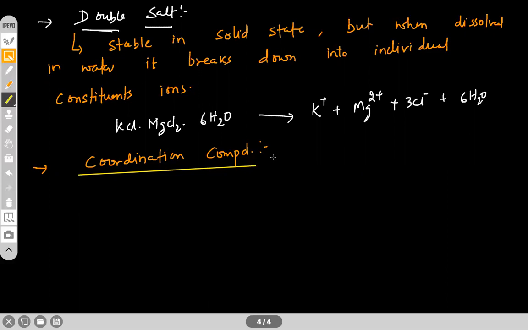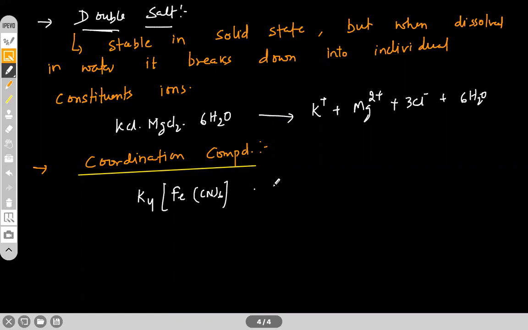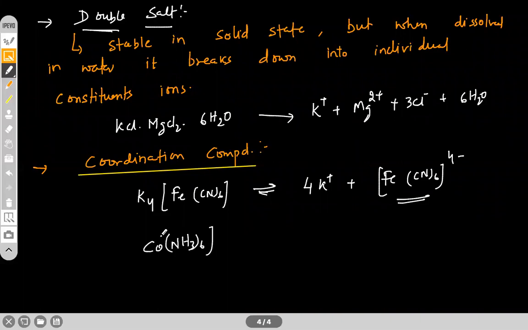So here you see some more examples. The first example I have already given you, that is K4[Fe(CN)6], and this converts into 4K+ and [Fe(CN)6]4-. This one does not lose its identity, whatever is written in the square bracket. That is the complex part we have written in the square bracket. If you talk about this, [Co(NH3)6]Cl3, this converts into Co, Co is cobalt here, right?